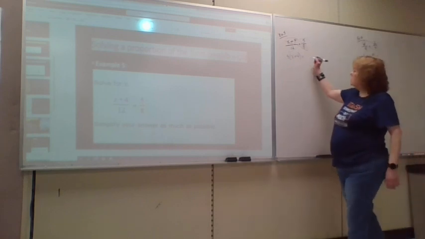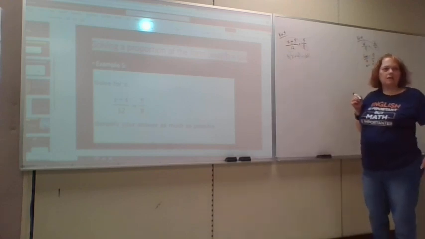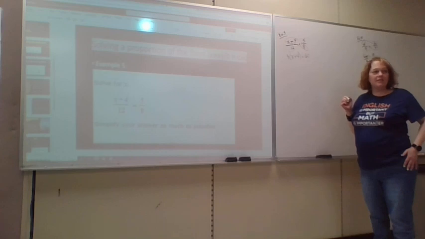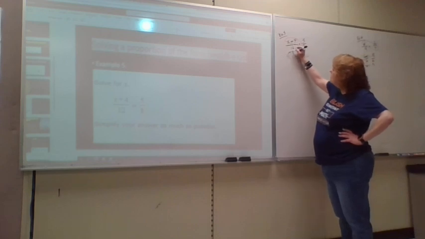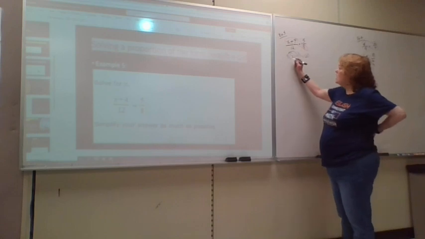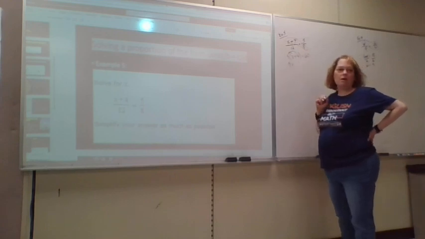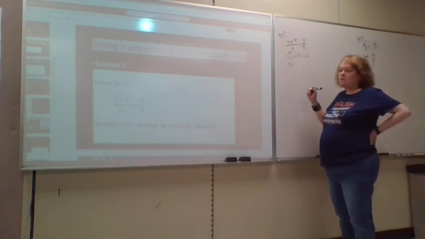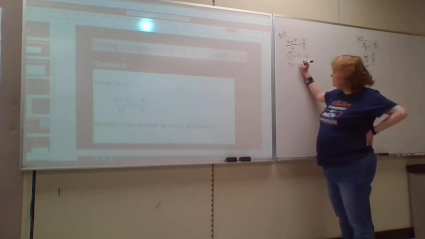60. So what did we do to this 8? What property did we use? Distributive, remember? So what is 8 times x? 8x. What's 8 times 4? 30, no, yes, 32. 32, yes.